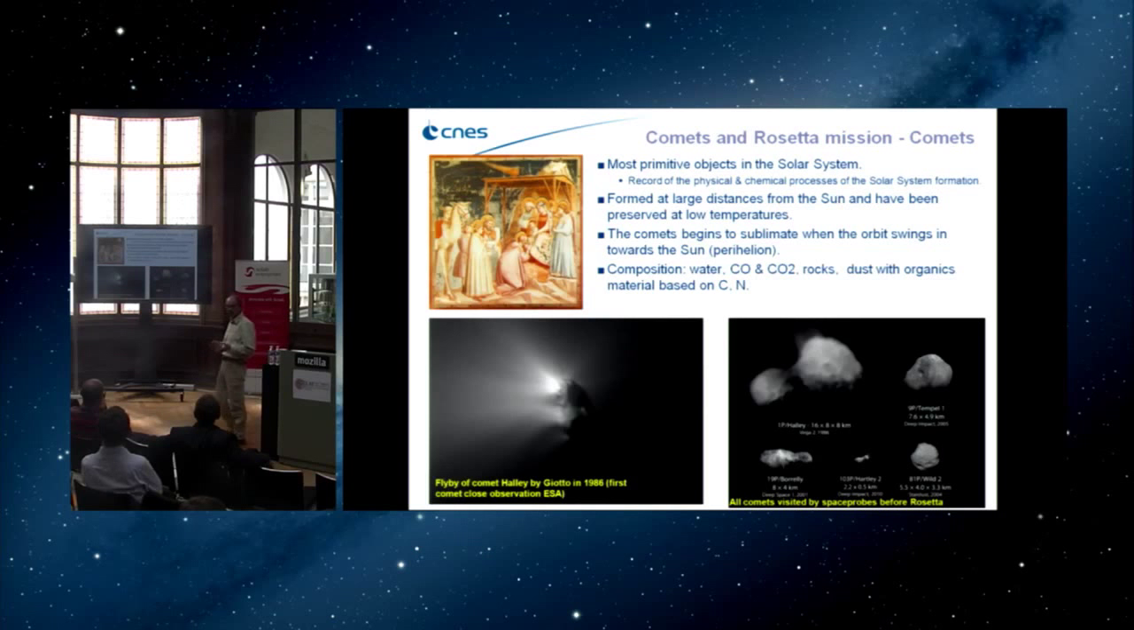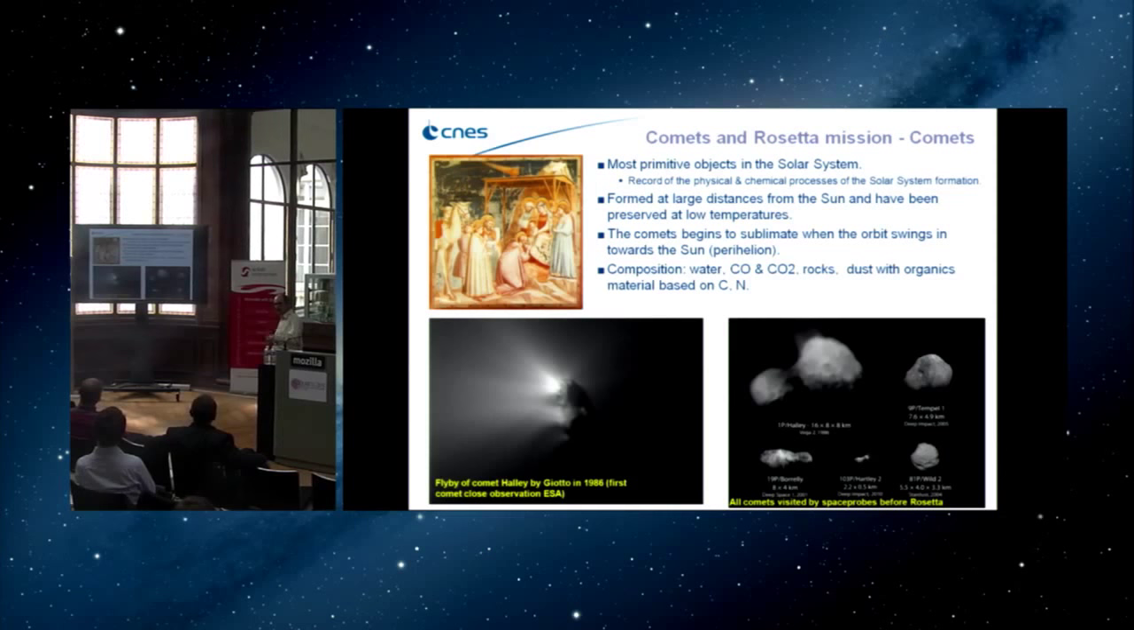So they record information of the physical and chemical processes that occur during the formation of the solar system. Comets usually come from very far away in space. They form very far from the Sun. So you have comets in the Oort cloud. It's the limit of the solar system. But you can also find comets in the Kuiper belt.